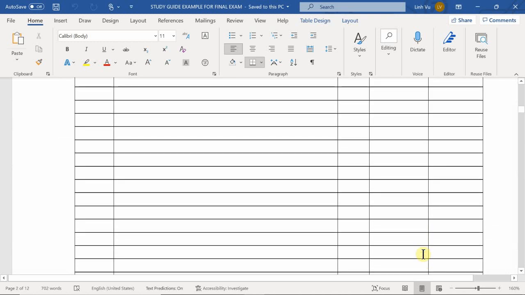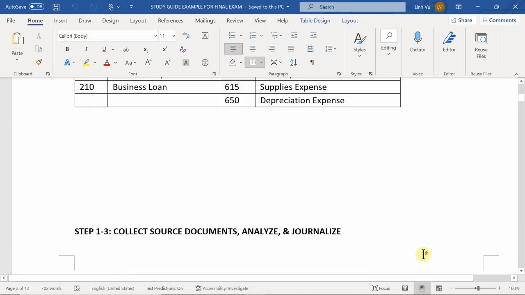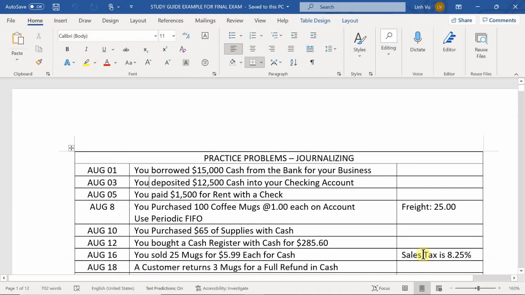And then down below has all of the rest of the financial forms that you need to complete the financial statements and complete the accounting cycle, okay? So let's go ahead and start here. So here are the practice problems.